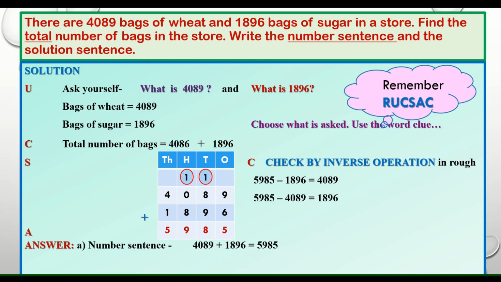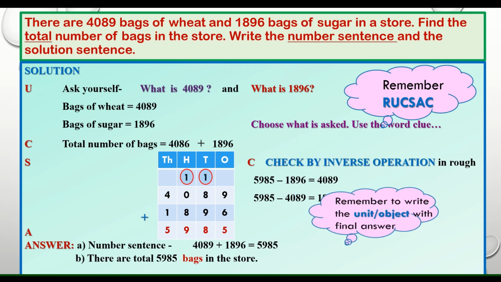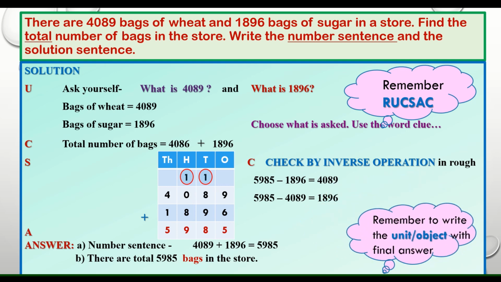And the solution sentence means the final statement. Whatever you have done in the solution, you have to write the final statement. Now what is the final statement? There are total 5985 bags in the store. And when we are writing the final statement, you should remember to write the unit or object, whatever is given in the question, with the final answer. And now I think you have understood this question.